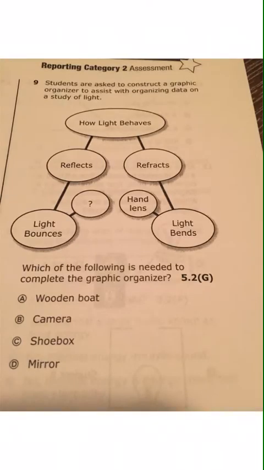Number 9. Students are asked to construct a graphic organizer to assist with organizing data on the study of light. How light behaves: reflects, which is light bouncing, and question mark, and refracts, which is light bending. An example is a hand lens. Which of the following is needed to complete the graphic organizer? A wooden boat, camera, a shoebox, or a mirror?